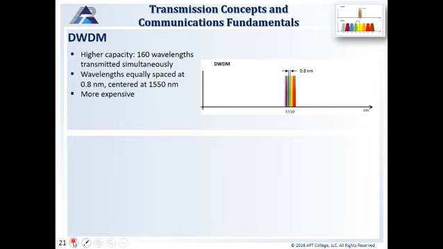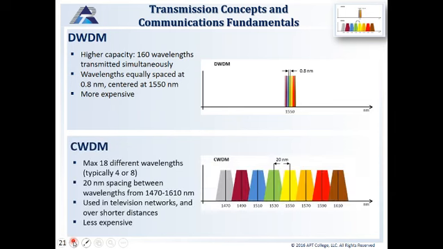In dense wavelength division multiplexing, we can have up to 160 wavelengths transmitted simultaneously. Each wavelength is going to be spaced by about 0.8 nanometers, and the center wavelength on these is 1550 nanometers. These are pretty significantly more expensive than coarse wavelength systems, and they're used for very long haul transmissions.